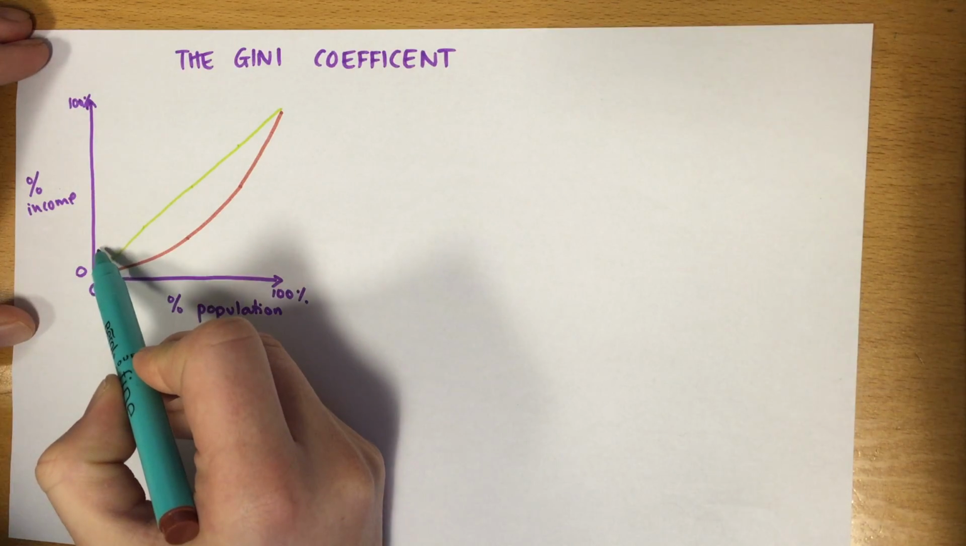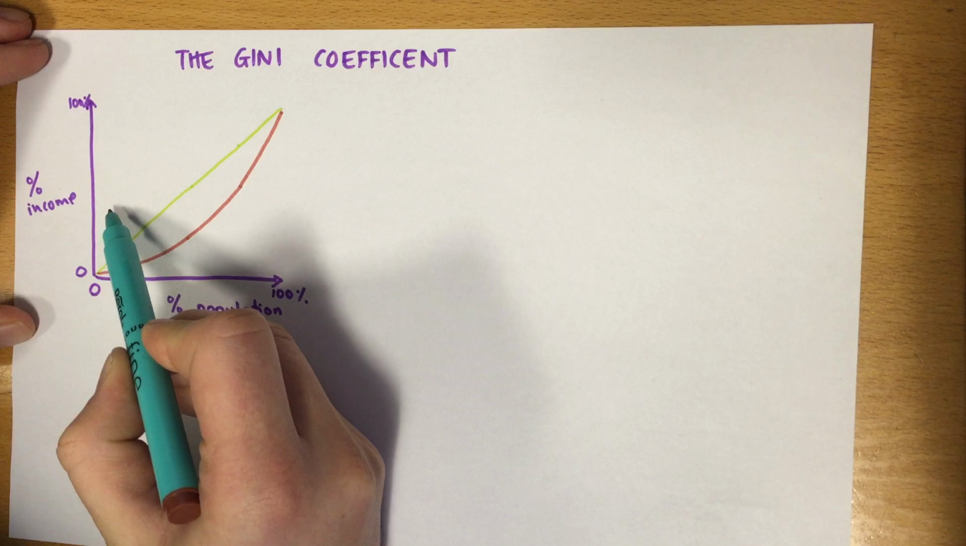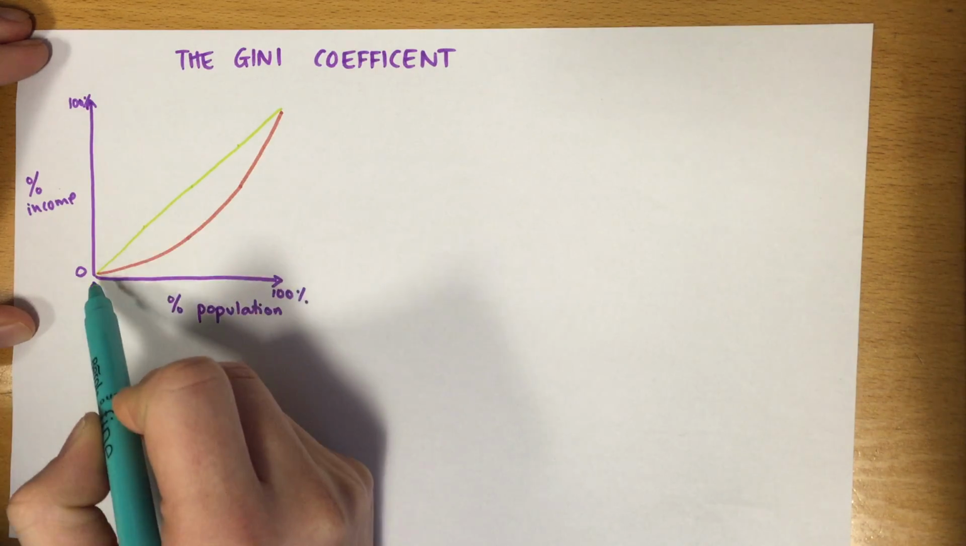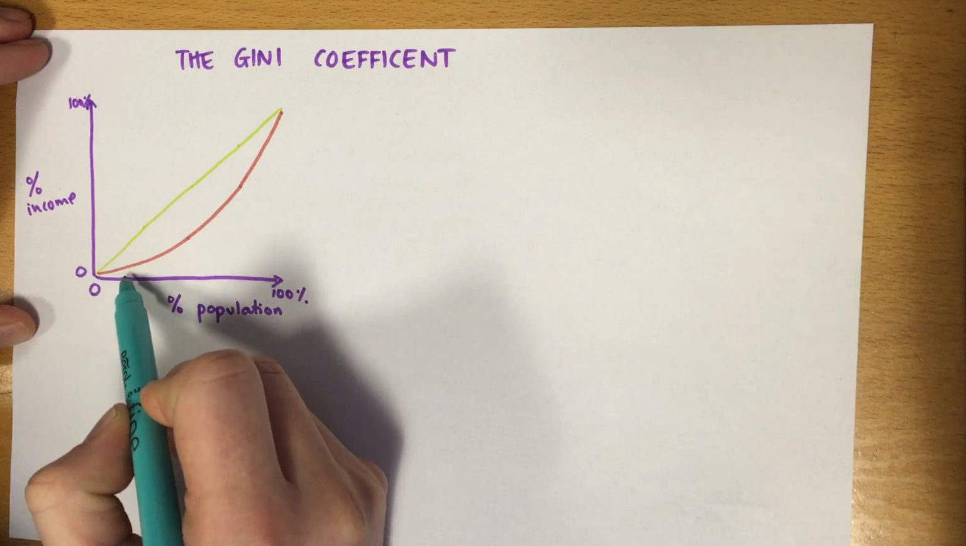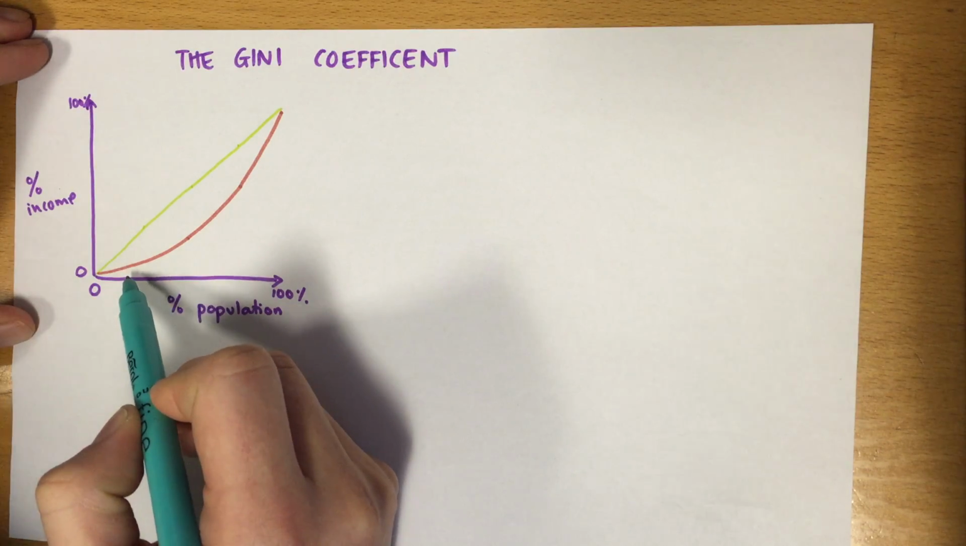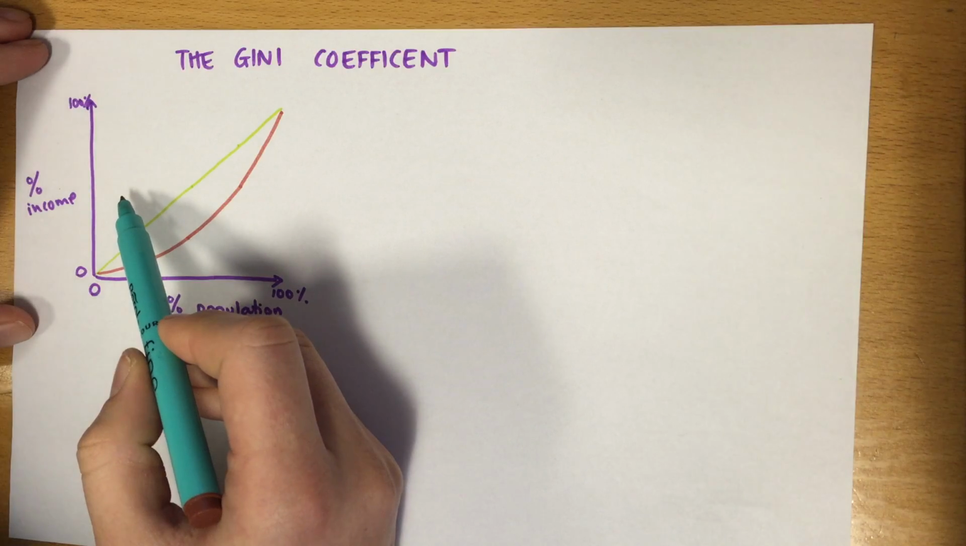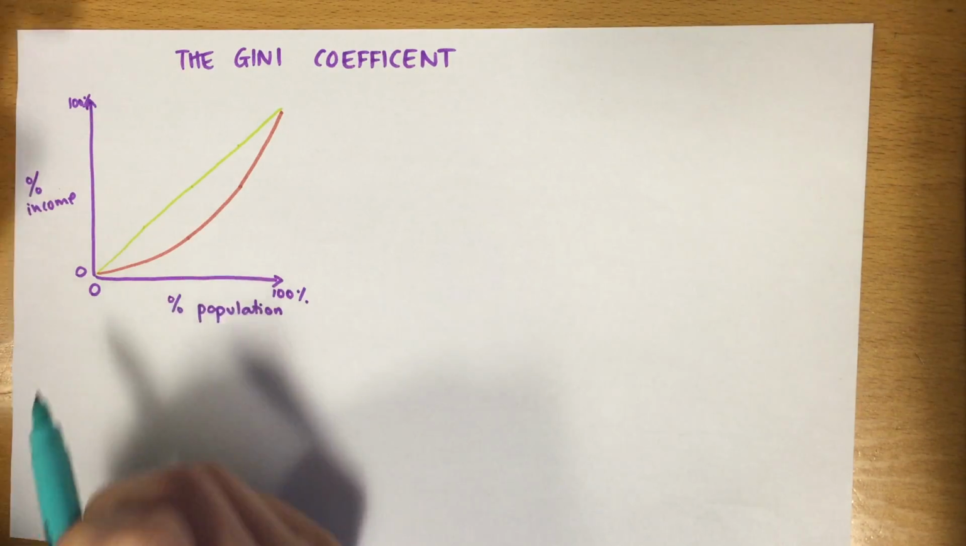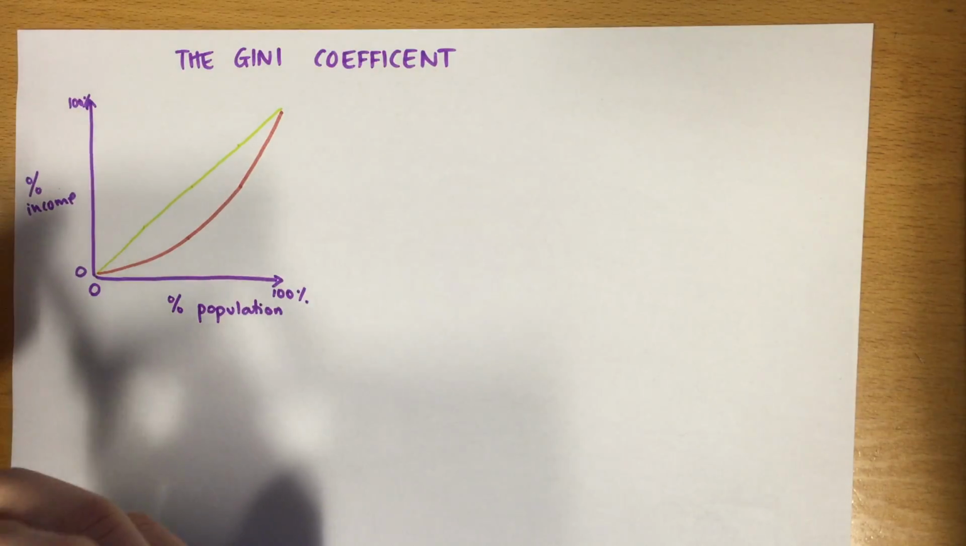If I started drawing a line that went above the green line here, I wouldn't be drawing this line correctly, because if I had 10% of the population earning 50% of the income, well, they wouldn't be the poorest 10%. So the poorest will always be down this end.